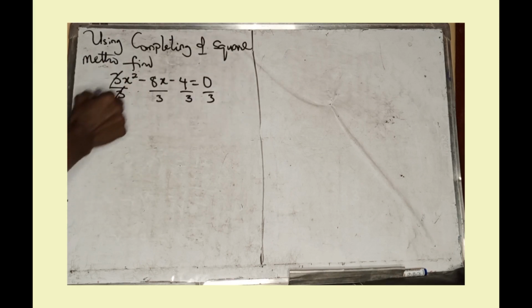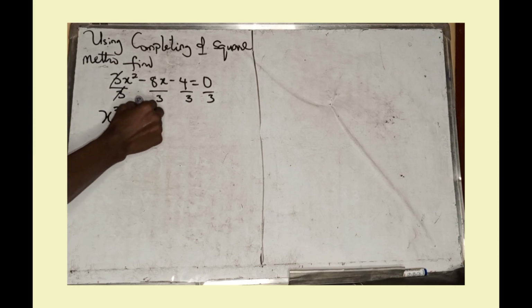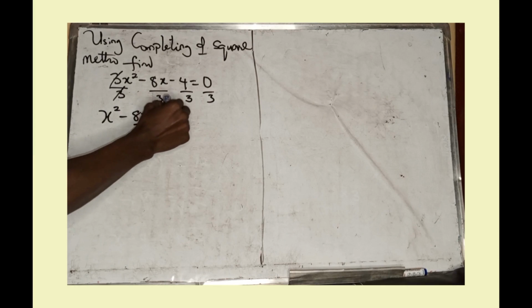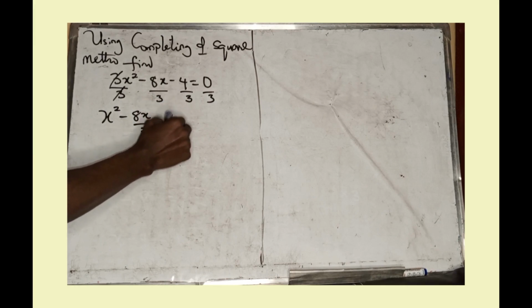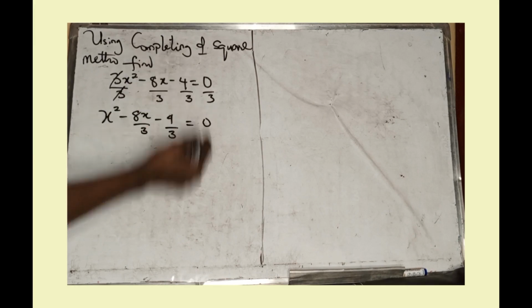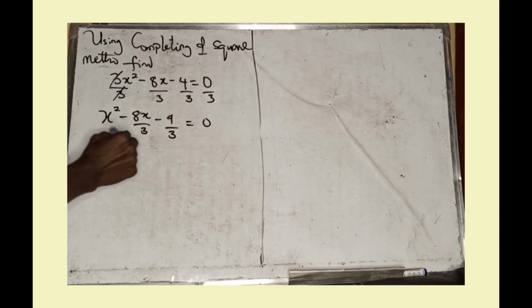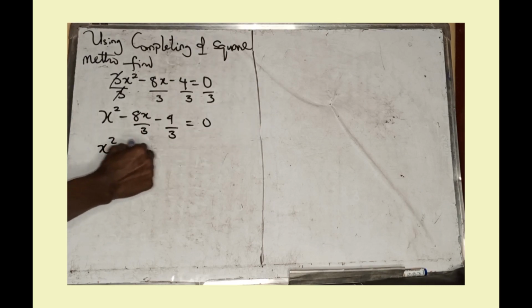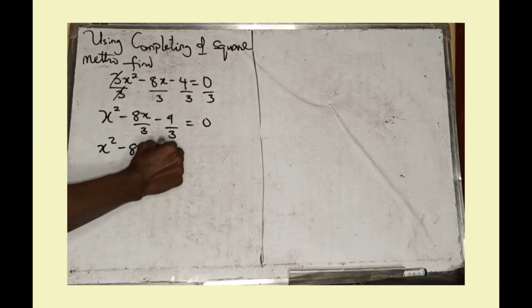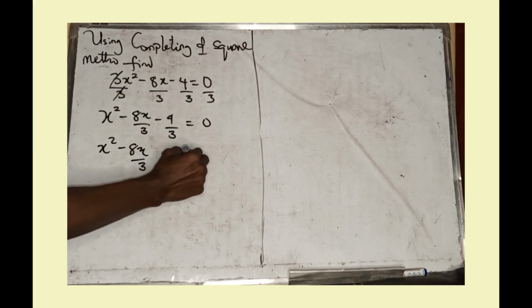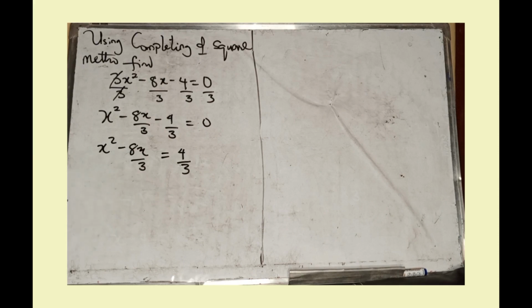So this cancels this. Just to make the coefficient of x squared to be 1, I have minus 8x over 3, then minus 4 over 3 is equal to 0. Next is to take this constant to the right hand side. So now I have x squared minus 8x divided by 3 is now equal to 4 over 3. Alright guys, what next?